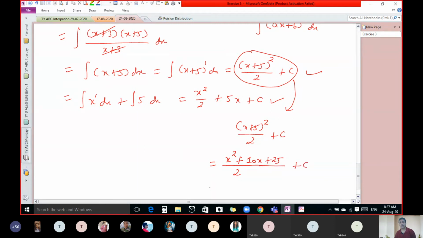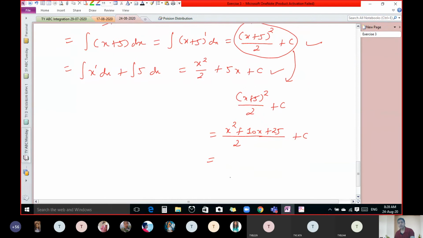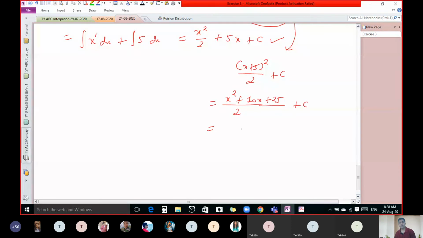And now divide each term by 2. So if we divide each term by 2, what we get? x square upon 2 plus 10x upon 2 plus 25 by 2 plus c. And x square upon 2 as it is. Here if we cancel 2, we get 5x plus this is constant. 25 by 2 is a constant. So constant plus constant is a constant.